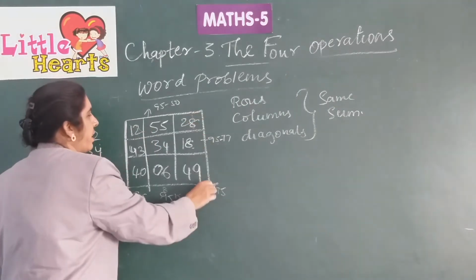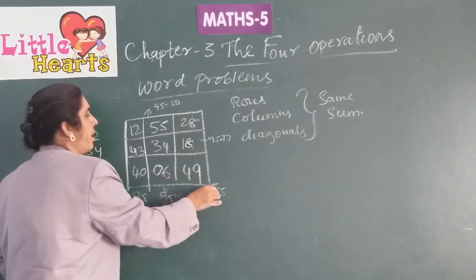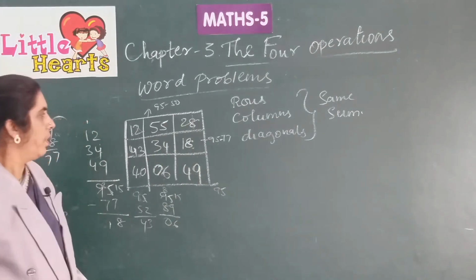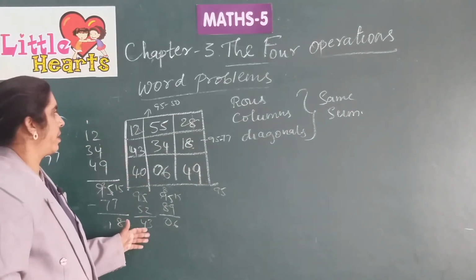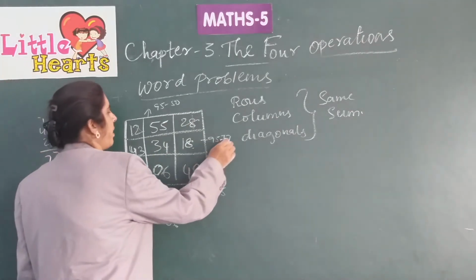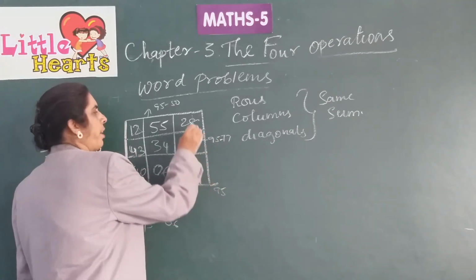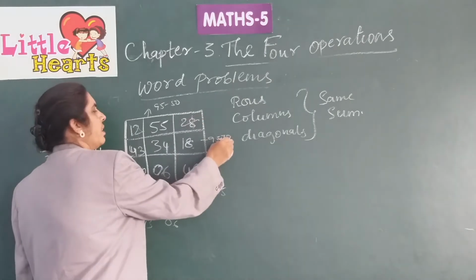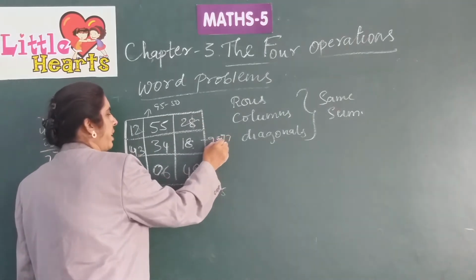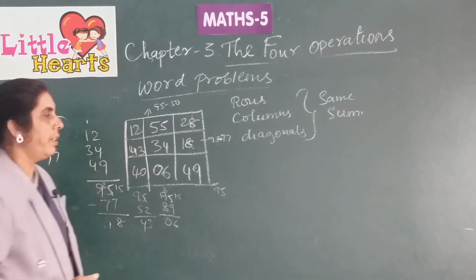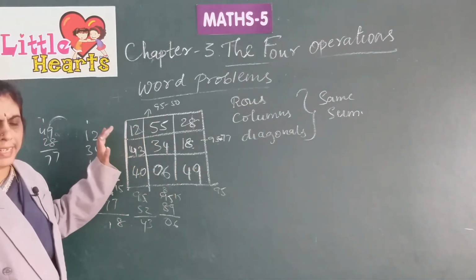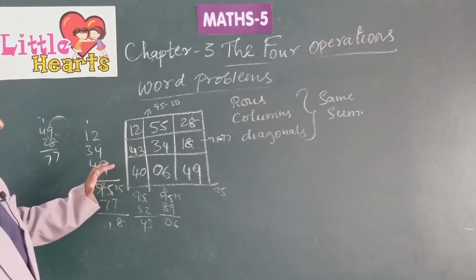So consider the sum of these rows as 95 and subtract the sum of these two numbers from 95. You will get like this. 95 minus 77, how do you get? 49 plus 28, 77. These two numbers, sum you should subtract from 95, you get 18. In this way you can fill in the boxes of the magic squares like this.